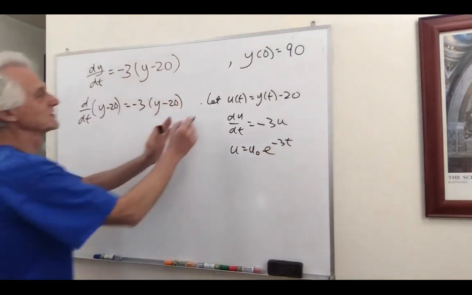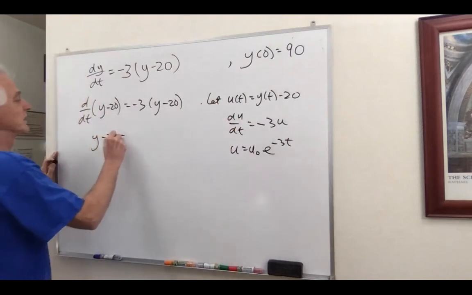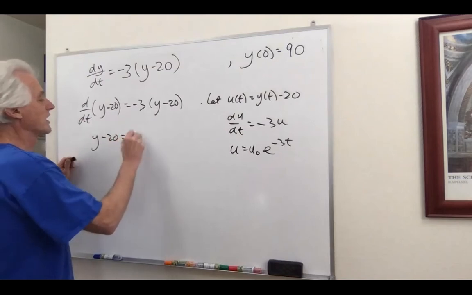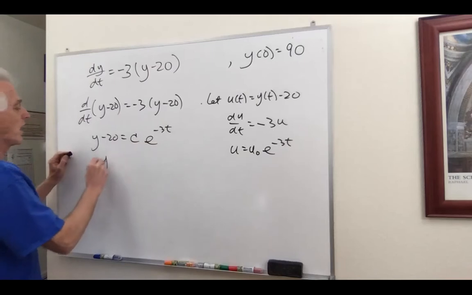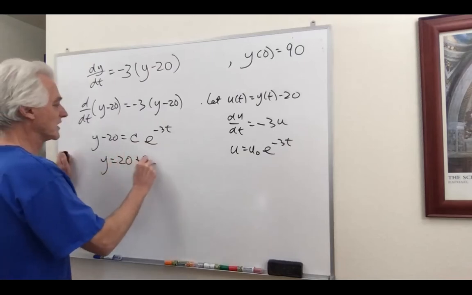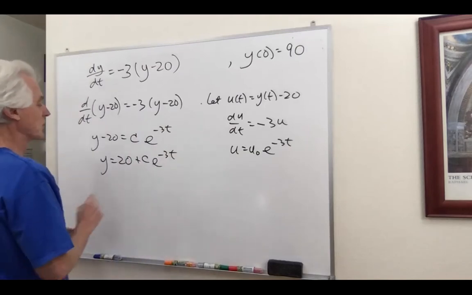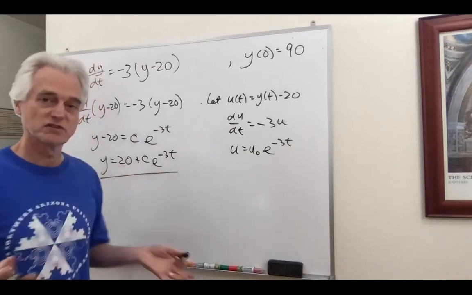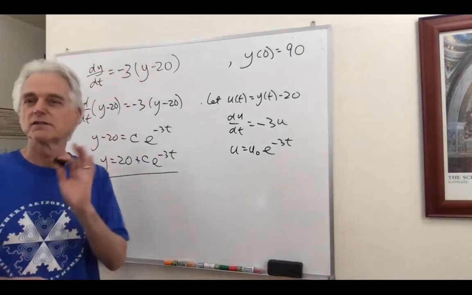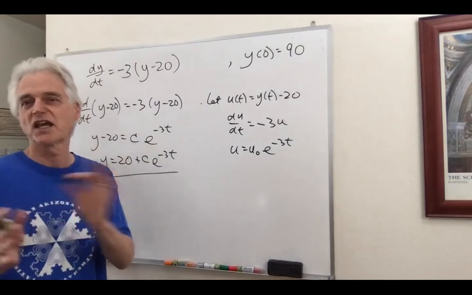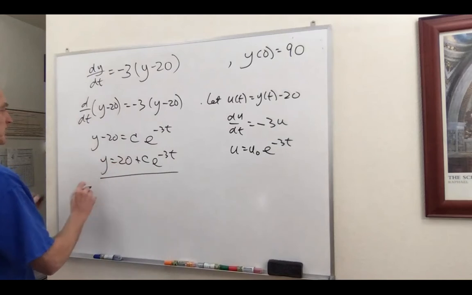So this is sort of like a little thought bubble. I just write down y minus 20 is some constant times e to the minus 3t, or y is 20 plus a constant times e to the minus 3t. Cool. So we've got another way of getting this general solution. Very similar to the first thing I did, just guessing and checking, or solving by inspection. All right, but let's figure out what c is.